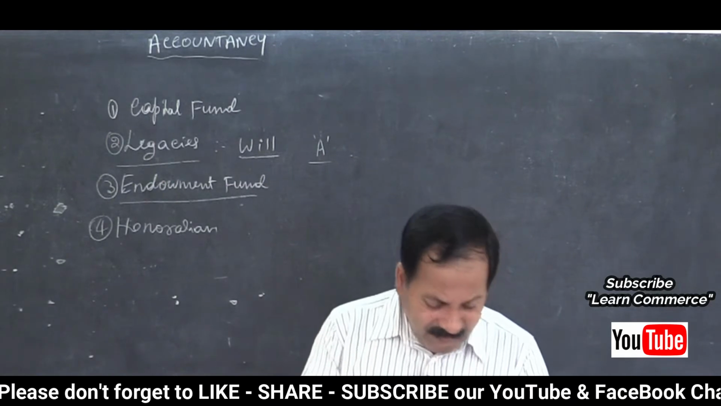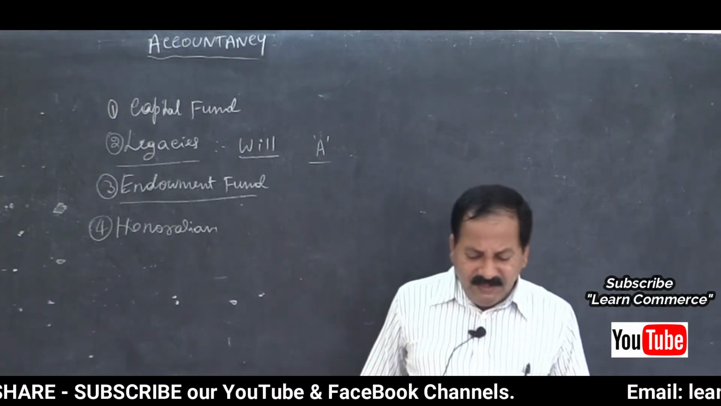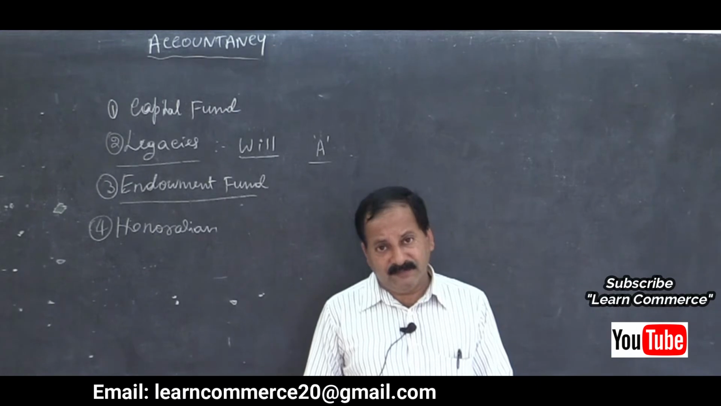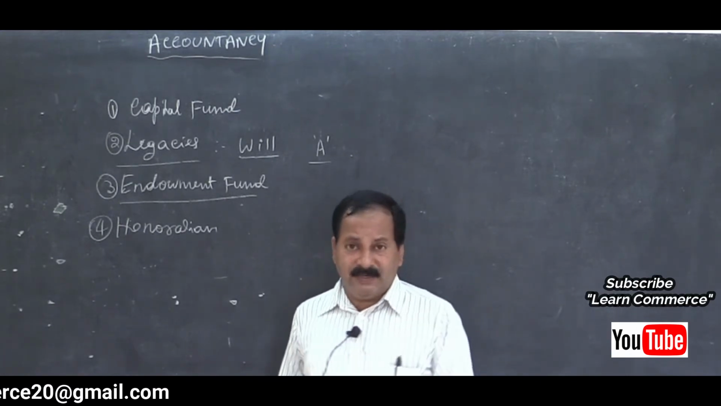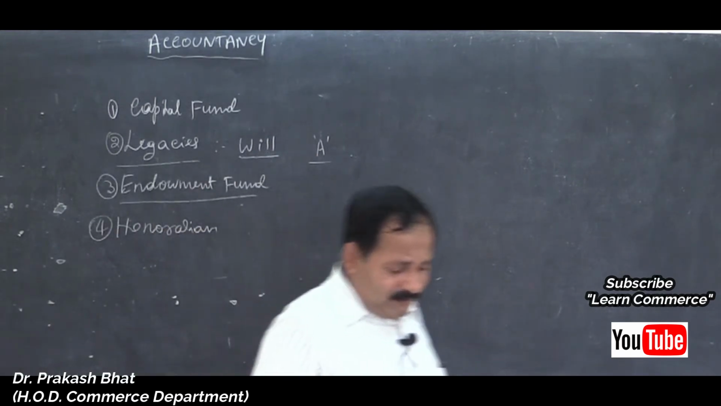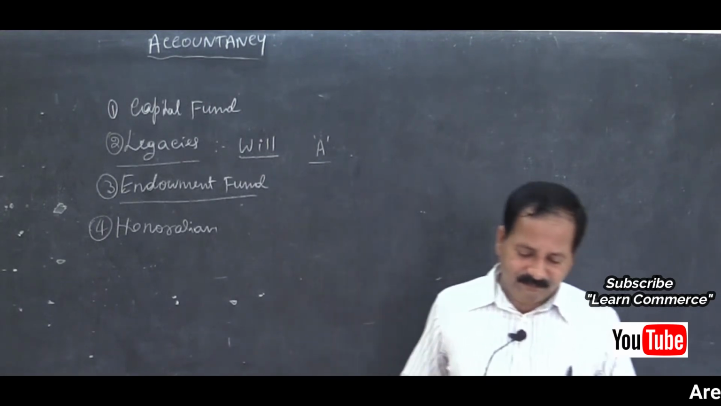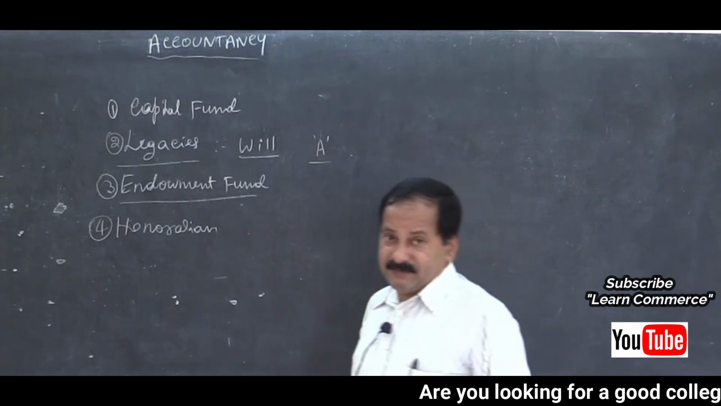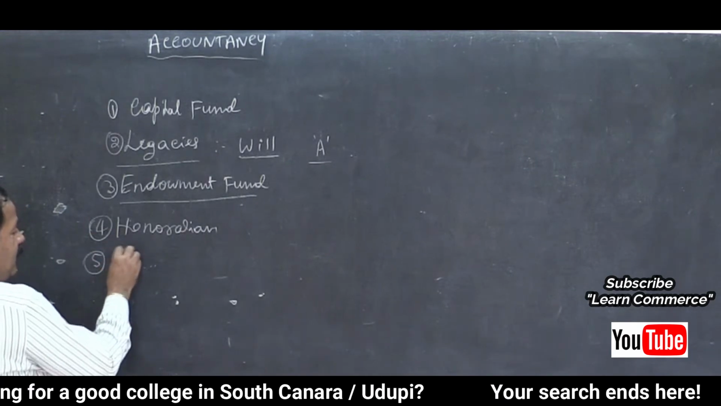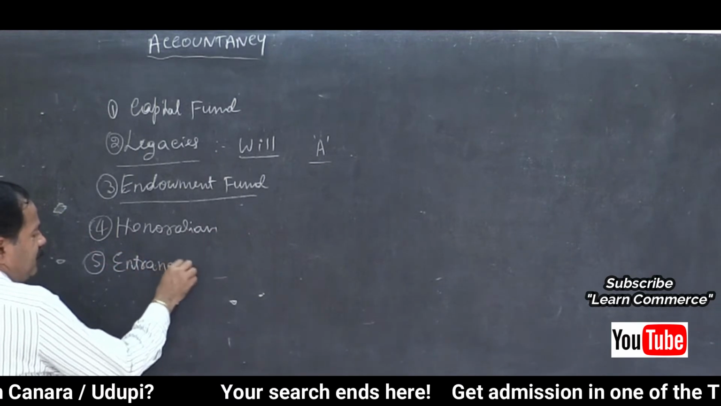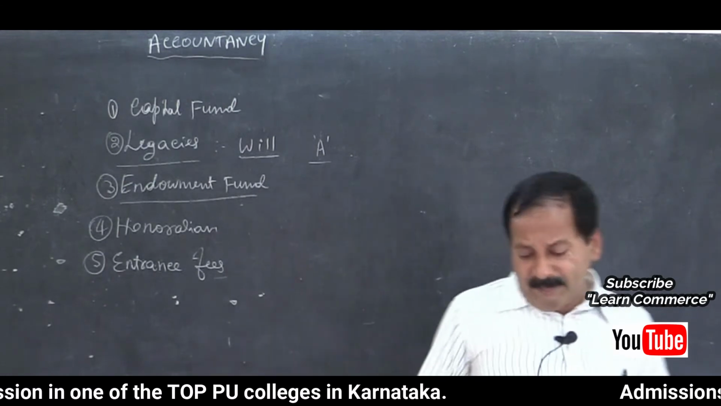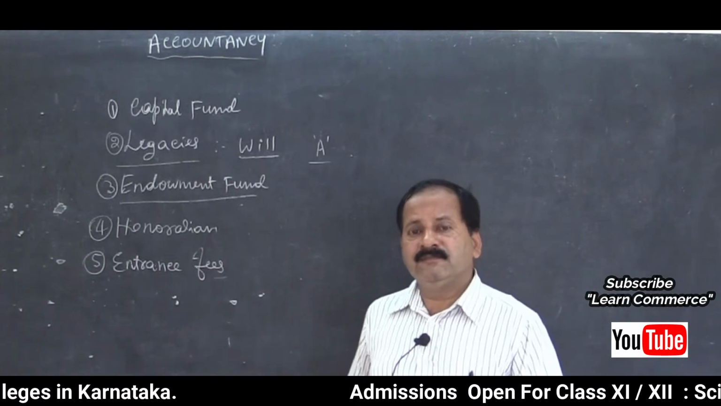Then entrance fees. It is an amount collected from members on their admission to the not-for-profit organization. When a person joins the not-for-profit organization as a member, an amount will be collected from them. So this is a regular income to the not-for-profit organization. It should be treated as revenue receipt. There was controversy on this, that is the fifth item, entrance fees. Some authors treat this as capital because their argument is one member will pay only once in their lifetime as entrance fees.